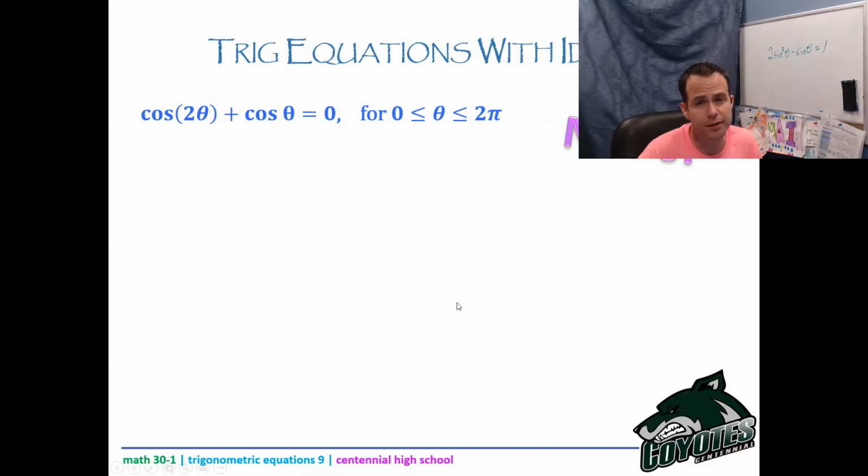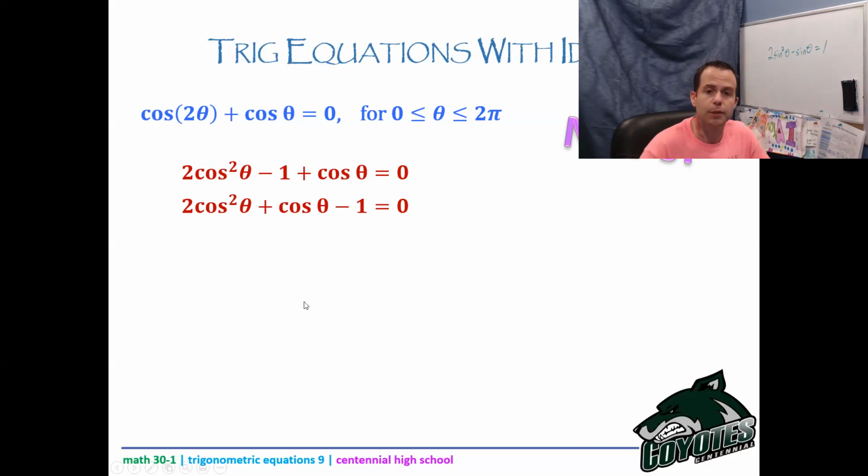probably factor this, okay? So I'm going to substitute my cos of 2 theta with 2 cos squared theta minus 1, and then I still have the plus cos theta there. Now, this is just a quadratic. I'm just going to factor that. Let's rearrange the order so it looks more like the friendly quadratic I've come to know and love.